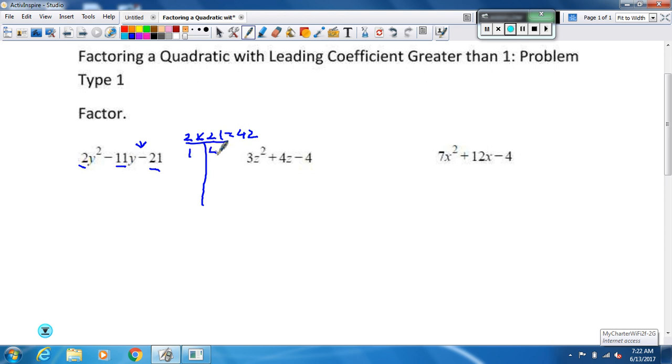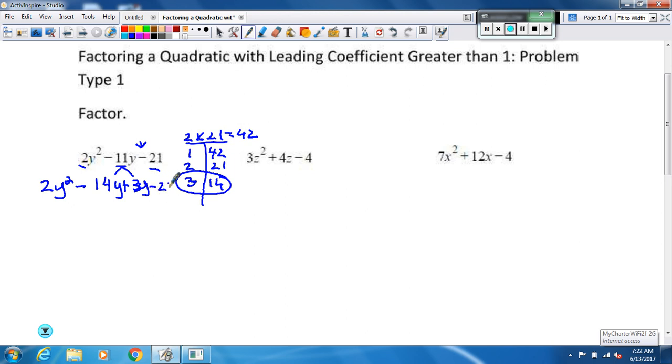So 1 times 42, when I subtract those I get 41, that's not it. 2 times 21, that won't work. 3 times 14, there you go. When you take 14, take away 3, you get 11. So then you bring down your first term and the sign after it. You use the biggest number first, and you put your variable with it. Now you have a negative 14y, but you want a negative 11y, so you have to add 3y, because those two middle numbers have to add up to the one above it.